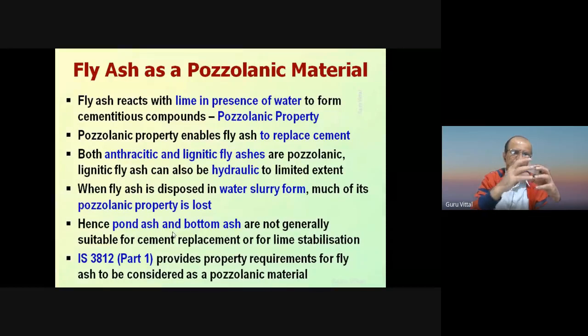But once we mix it with water and dump it in the ash pond, etc., then we cannot use that material for cement replacement. But the material dumped in the ash ponds, and the coarser bottom ash, is ideal for our embankment construction. So in that manner we have to use it.